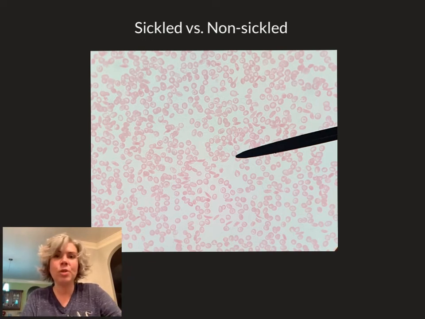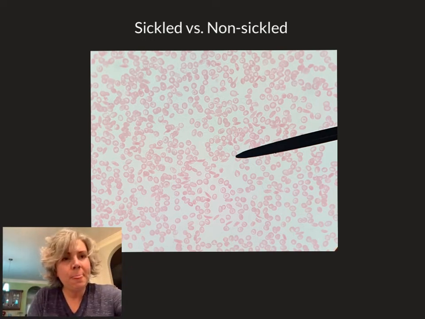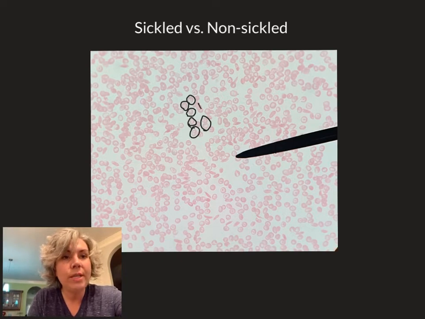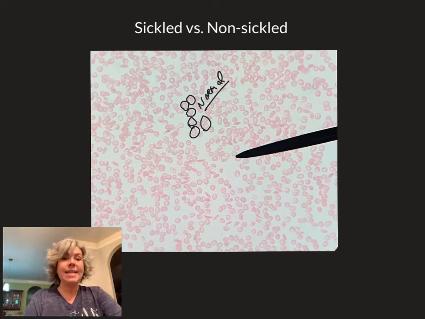I'm just going to draw some circles around some normal ones to draw your eye to them. So we've got one here. This is a good one. Here's a good one. Lots of collections of good ones all around here in this area. So all of these that I'm circling, we're just going to call these normal. You can read my handwriting there. Normal, okay?